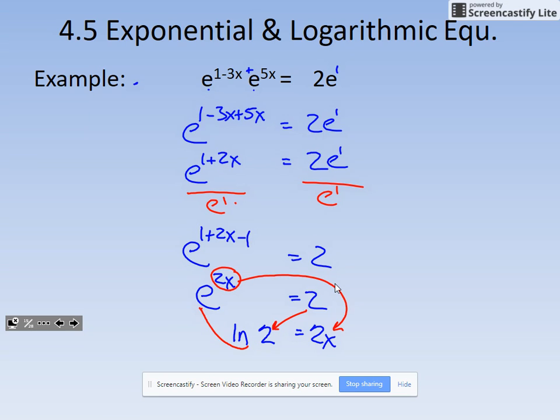So now if I go and take the natural log of 2 and divide it by 2, I find that x is equal to 0.3465.